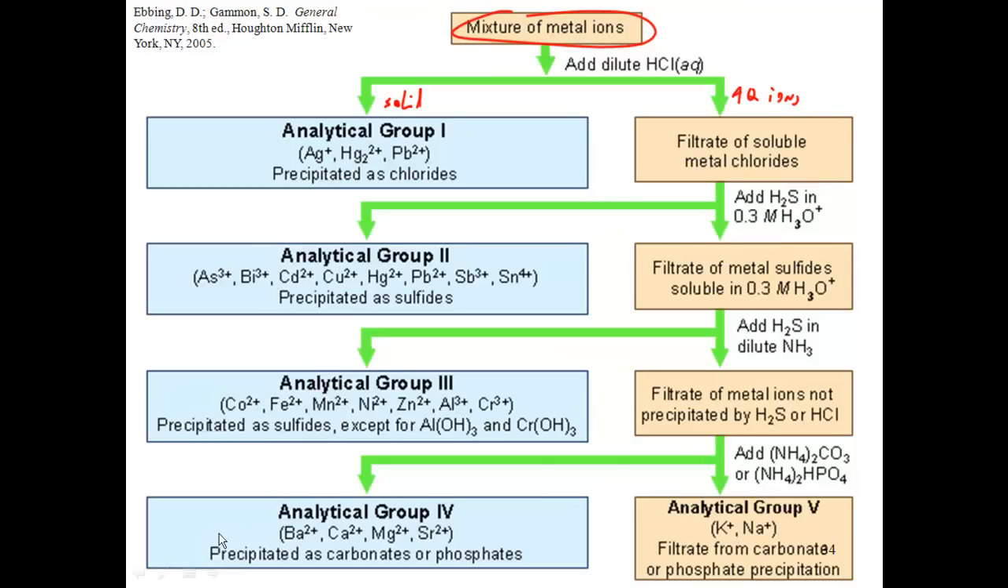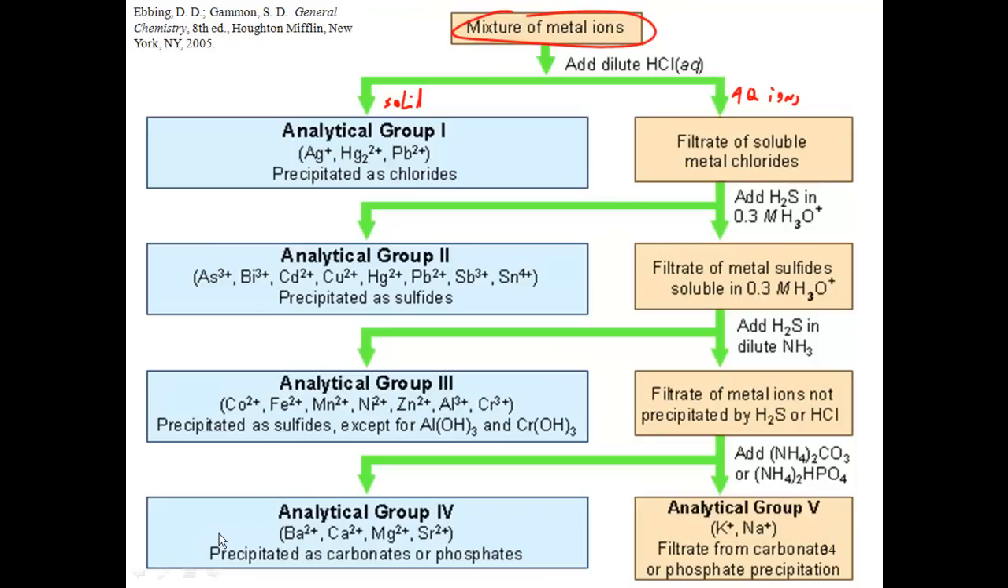Do a centrifuge of some sort and basically separate the solid. And if I get any solid, then I know that solid contains silver, mercurous, or lead, or a combination. It could have all 3 of them, and it could have only 1 in it. If I don't get any solid and I added HCl, that tells me what? I have no silver, mercurous, or lead. So that's my first step.